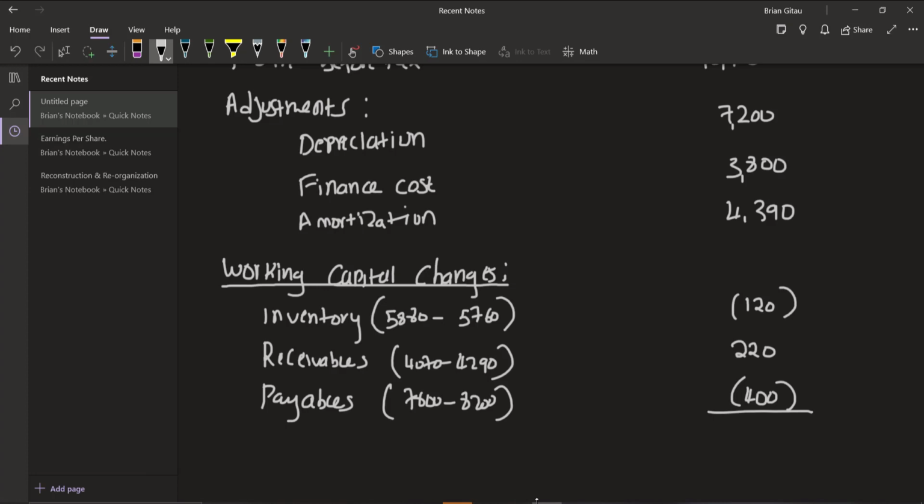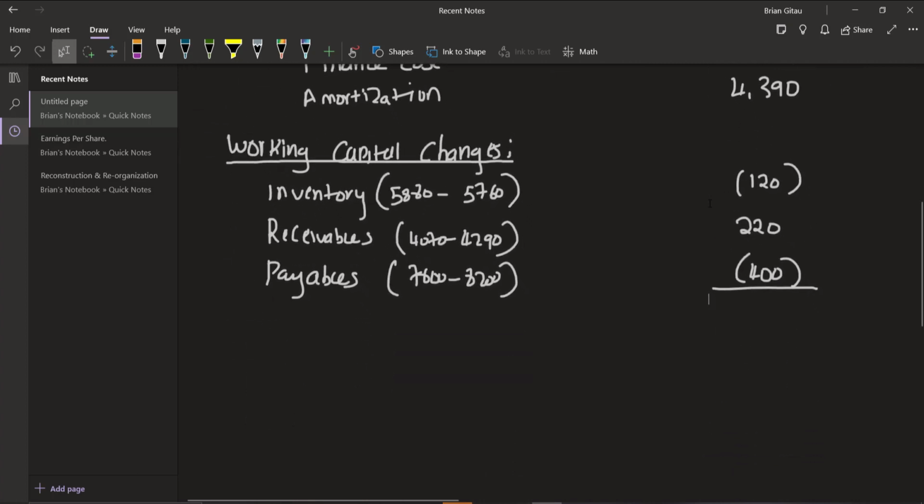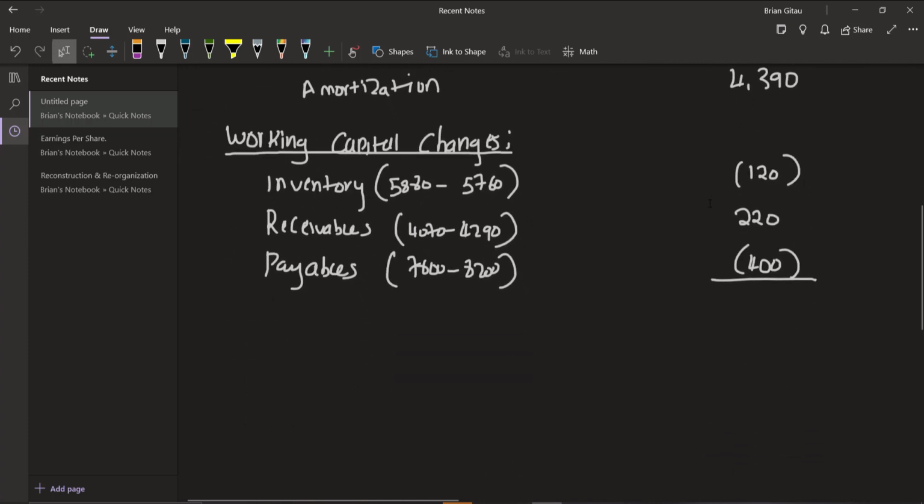So if we add all these, this will give us the gross operating cash flow. So let's go ahead and add this, the gross operating cash flows.